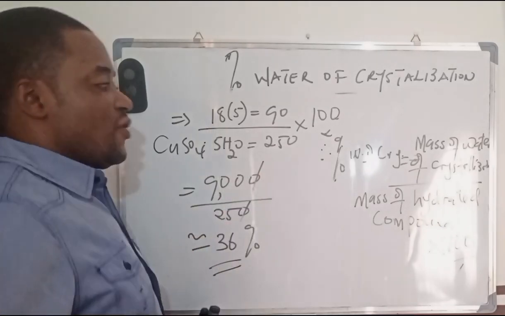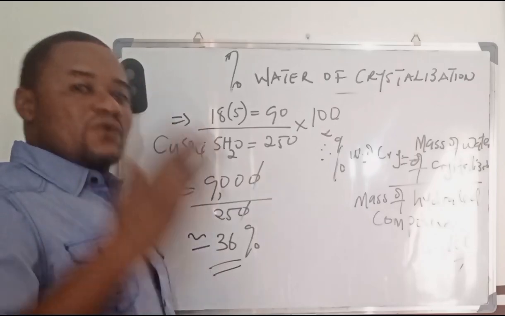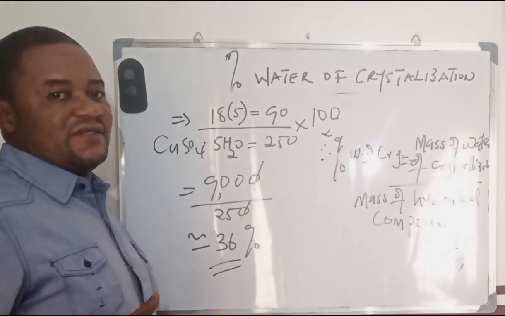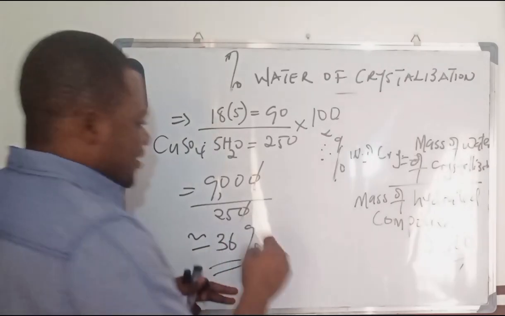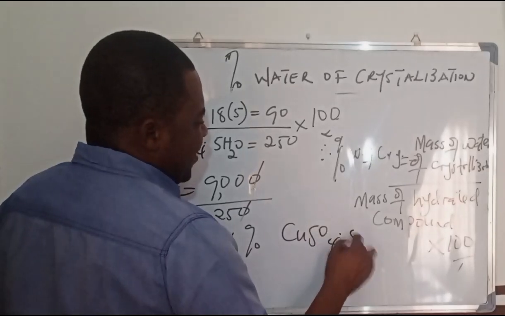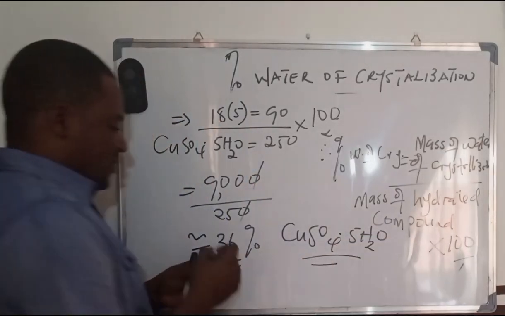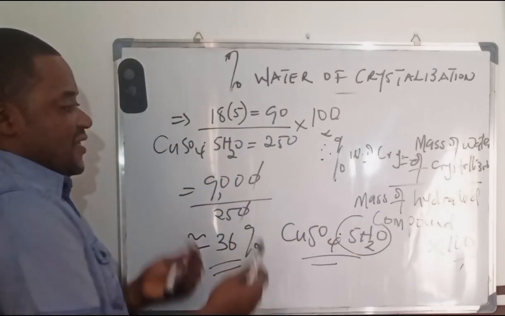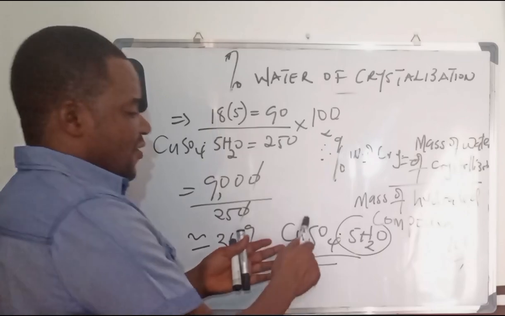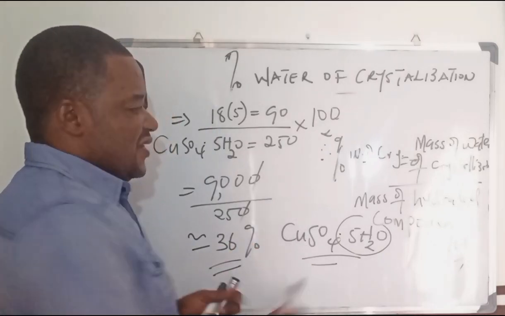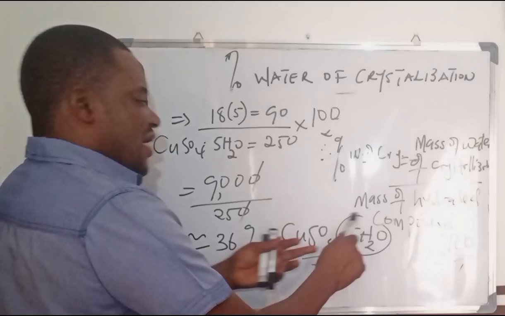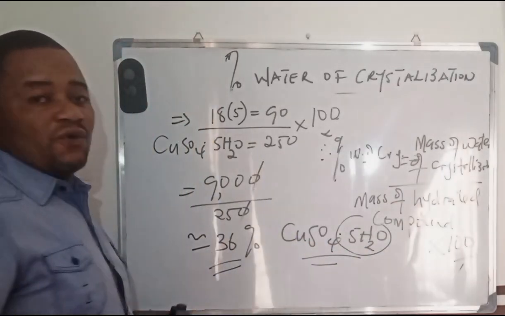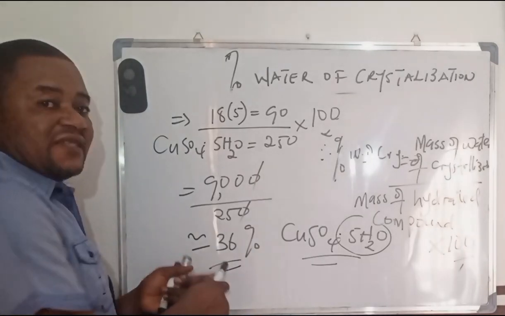Now in this case, it is because you were given a direct question. You were asked to calculate the percentage water of crystallization in copper sulfate pentahydrate. Since you already knew that you had copper sulfate pentahydrate, it was easier for you to get the molar masses, calculate the mass of the hydrated compound, and then use the molar mass of the water as the mass of water of crystallization. Multiply that by 100, and you are able to secure your percentage water of crystallization.